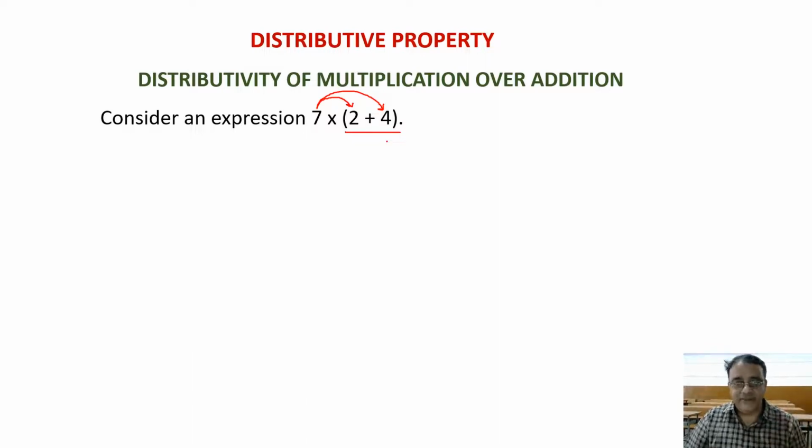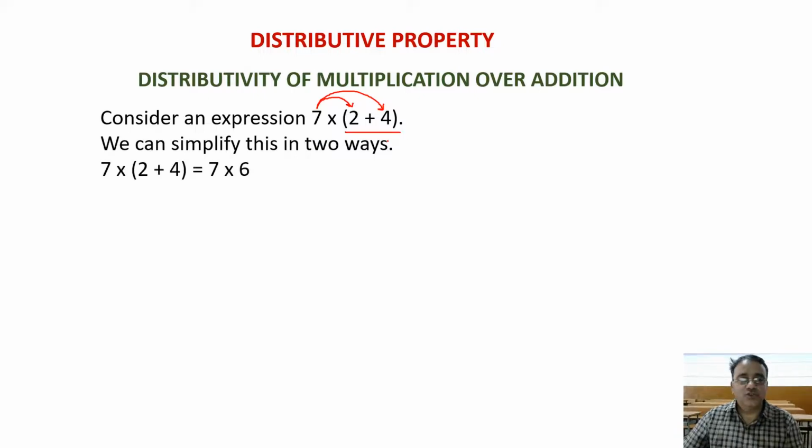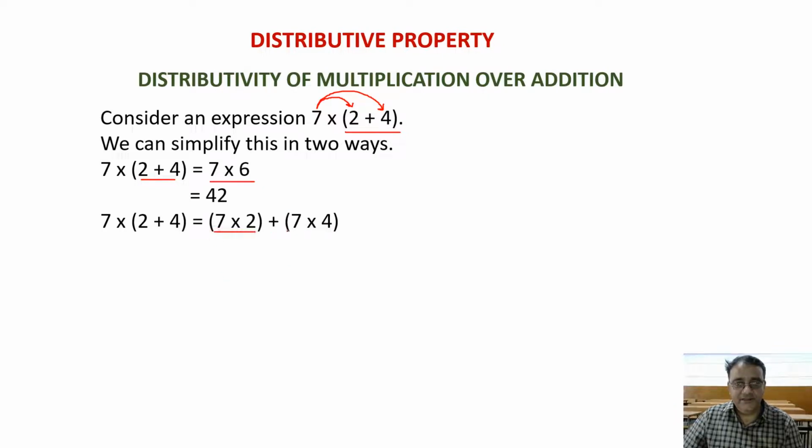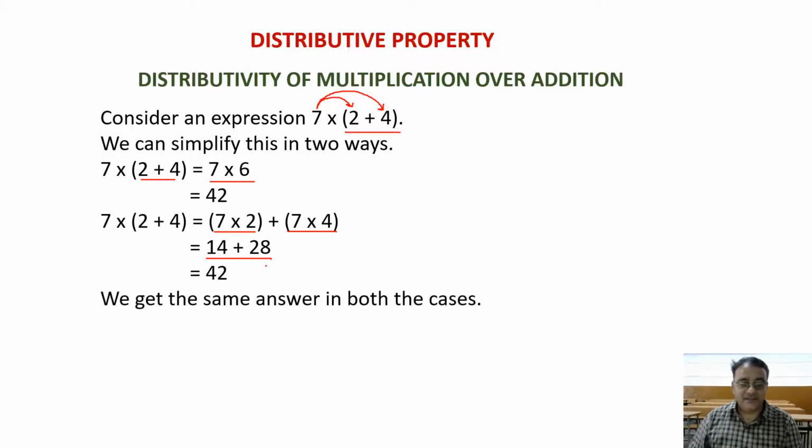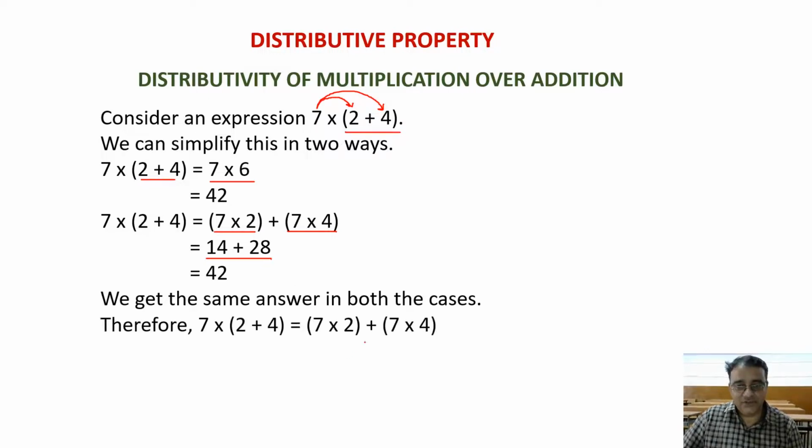I will explain the first way: first add, then multiply. 7 into (2 plus 4). 2 plus 4 is 6, so we get 42. Now, what I told you earlier, 7 into 2 plus 7 into 4: 14 plus 28 is 42. So we get the same answer in both cases. Therefore 7 into (2 plus 4) is equal to 7 into 2 plus 7 into 4.